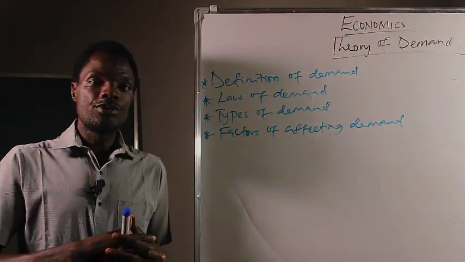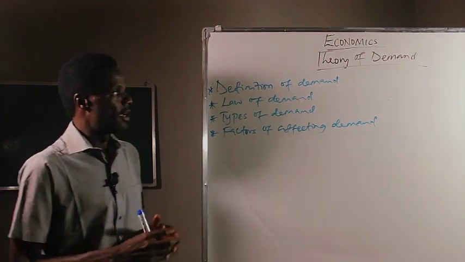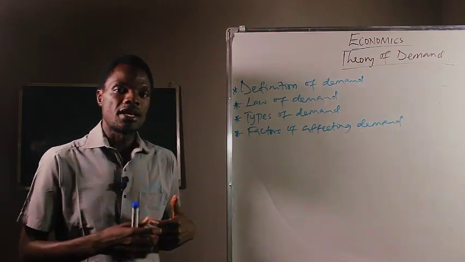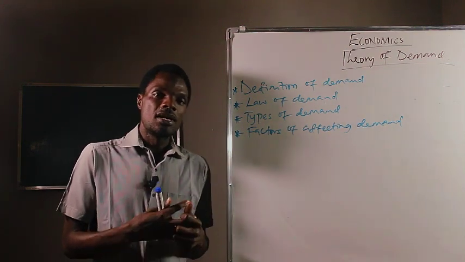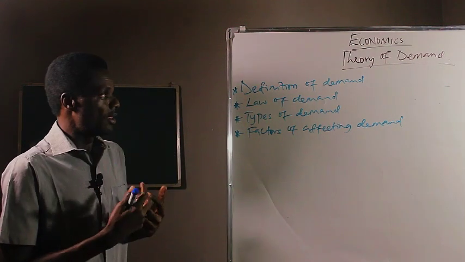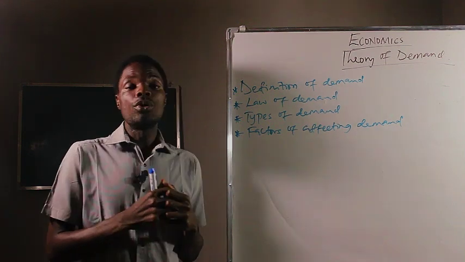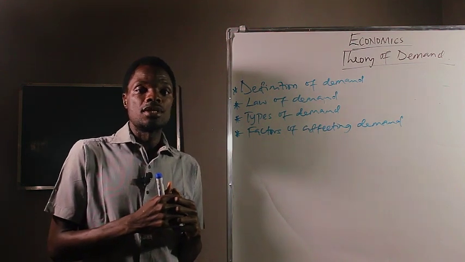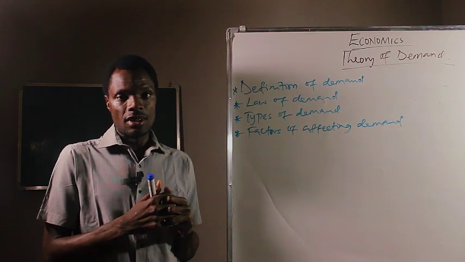Now, before we conclude today's class, it is very important to recap what we have discussed so far. In the course of the class session, we have seen the definition of demand, in which we say it is defined as the total quantity of goods and services an individual is willing and able to buy at a particular price and period of time. And then we saw the law of demand, or the normal law of demand, which says the higher the price of goods and services, the lower the quantity demanded, and the lower the price, the higher the quantity demanded, other things being constant.